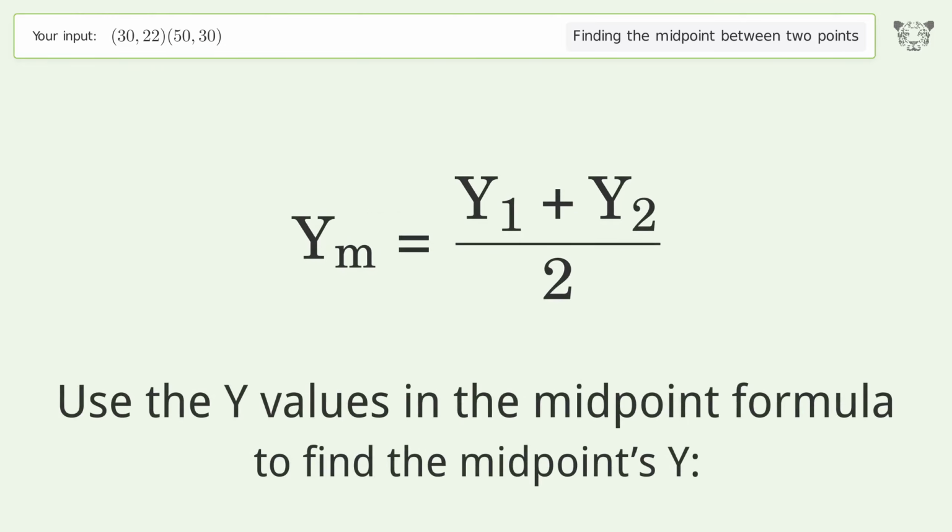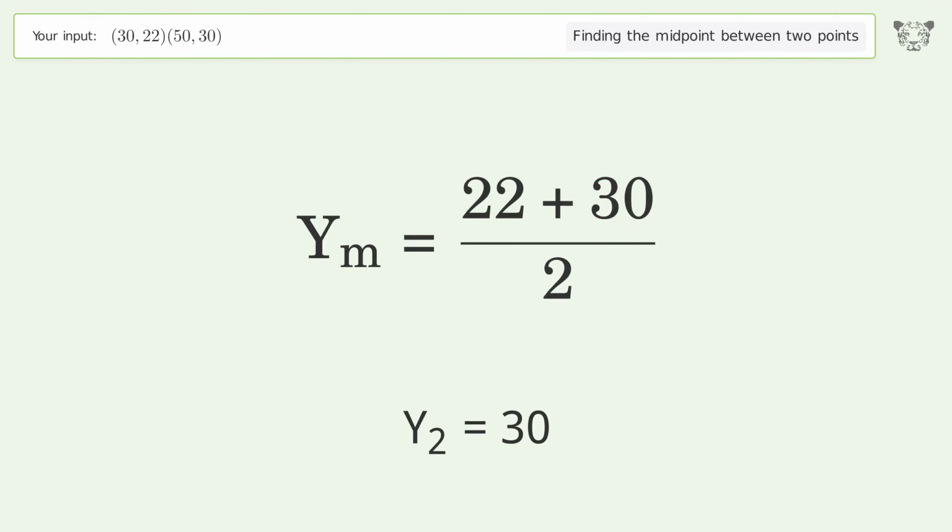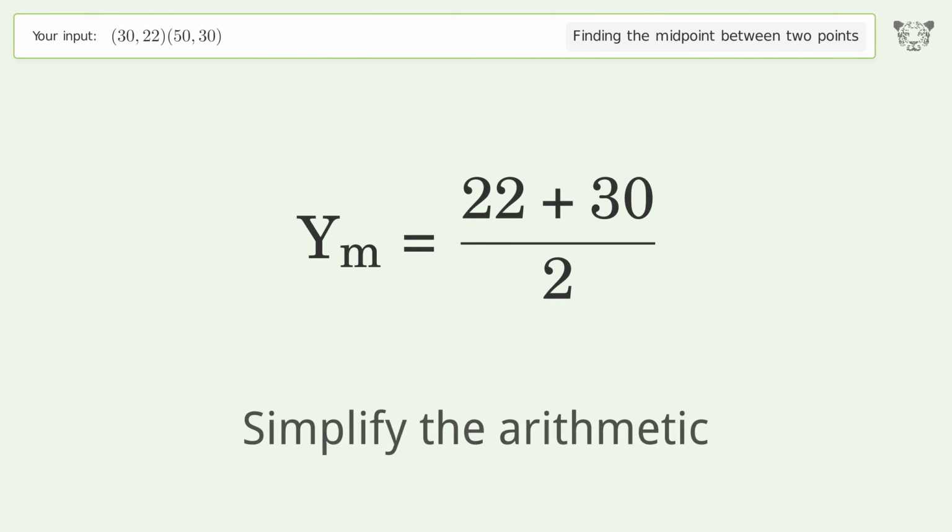Use the y values in the midpoint formula to find the midpoint's y. y1 equals 22. y2 equals 30. Simplify the arithmetic.